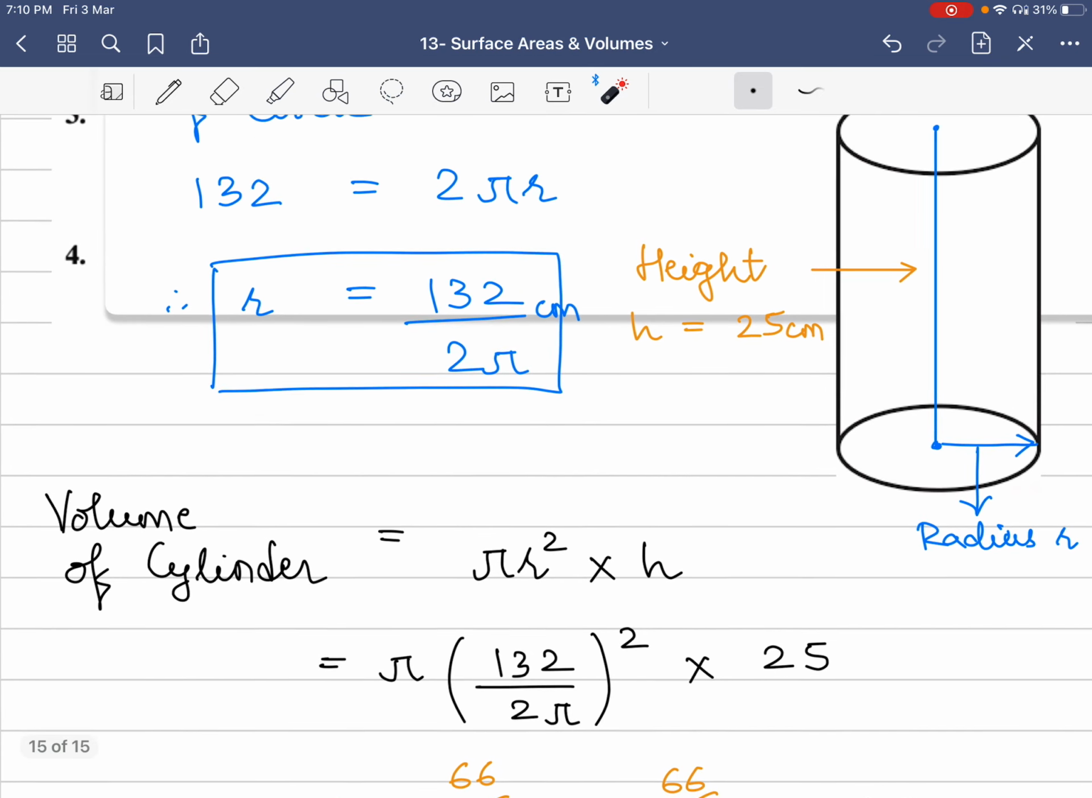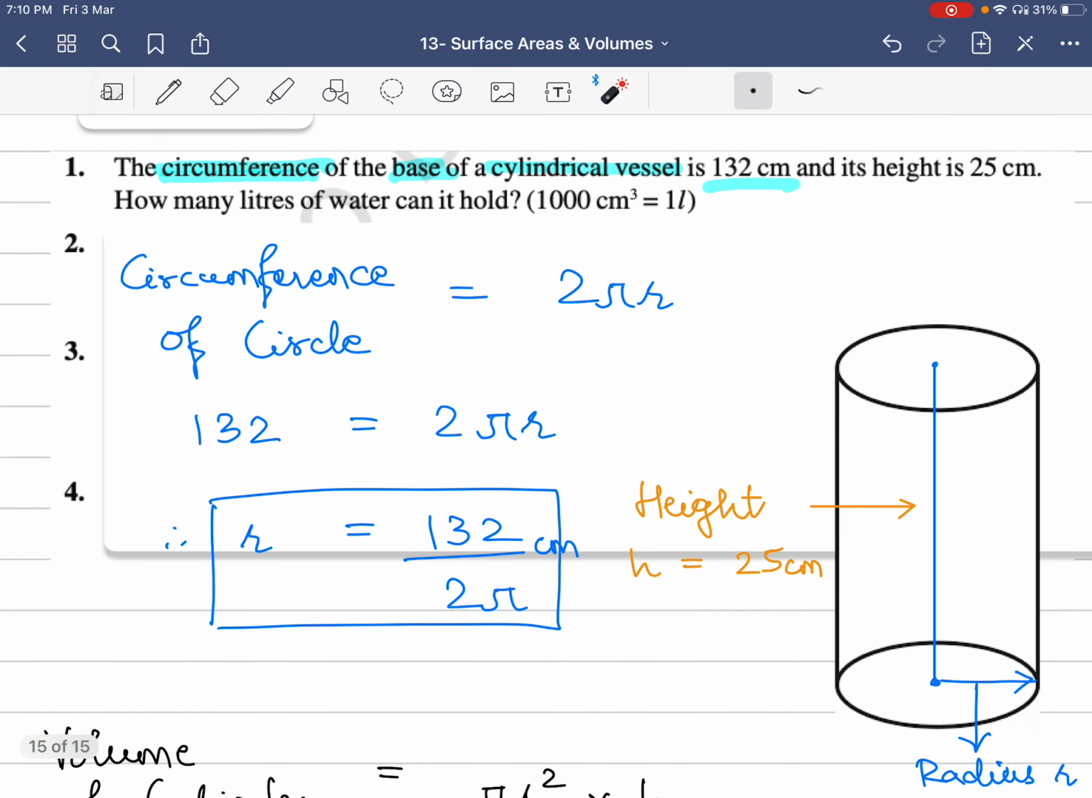So let's come up. The cylindrical vessel has this as circumference and this as height. How many liters of water can it hold? So 1000 centimeter cube is 1 liter.